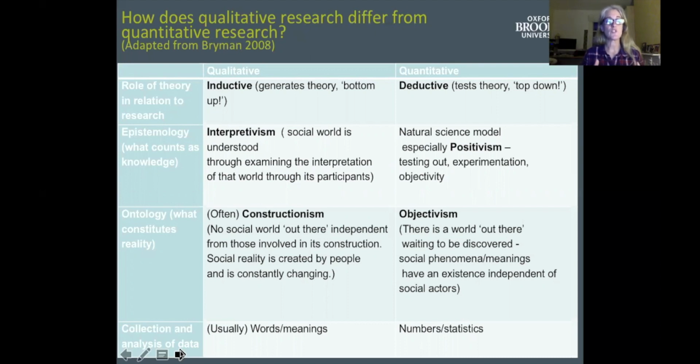So an objective ontology is linked to a positivist epistemology. If independent phenomena exist, then you're likely to test this out seeking a truth. Constructionism is linked to an interpretive epistemology, making interpretations and seeking truths. So then we link the top and bottom row. An objective positivist approach will be deductive, testing theory, and therefore uses numbers and statistics. And a constructionist interpretive approach will be inductive, data-driven, generating theory, and usually uses words.